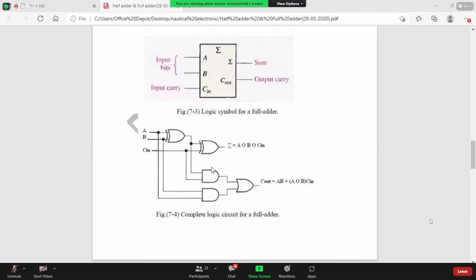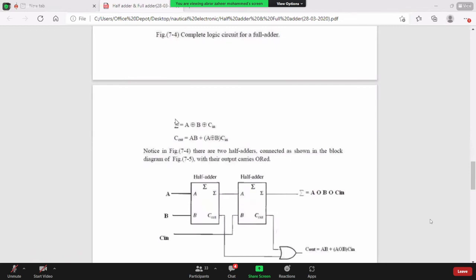Any doubt in this logic circuit for the full adder? For the sum, the output is A XOR B XOR C in, and for C out we have AB plus A XOR B dot C in.